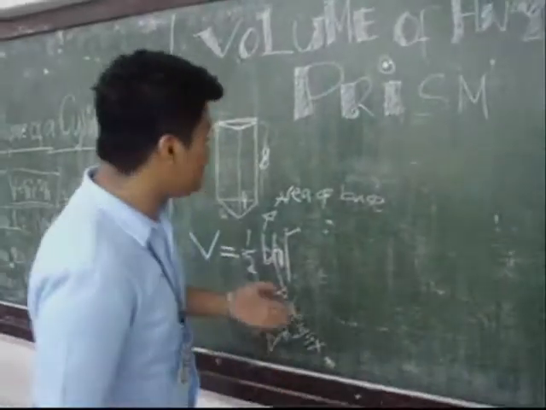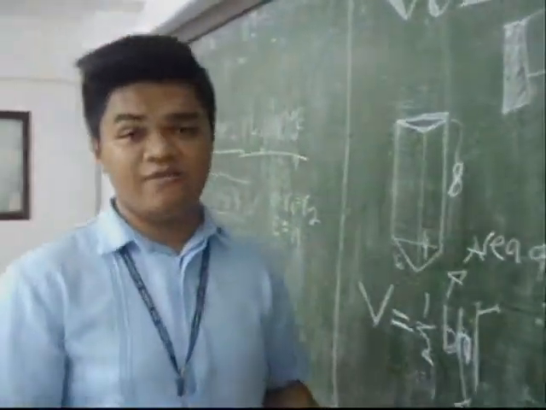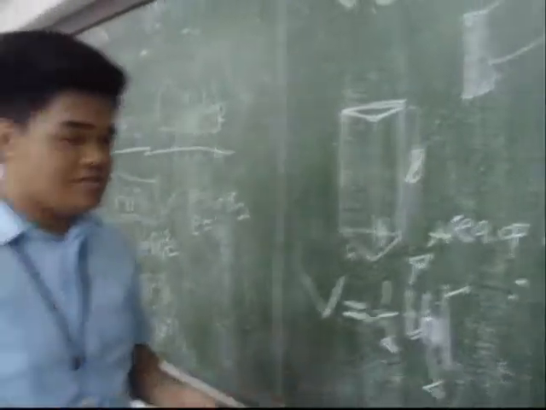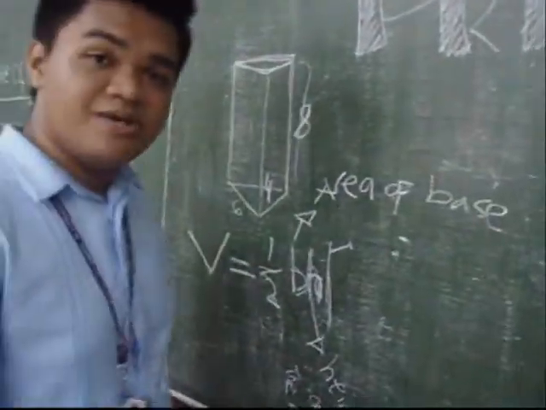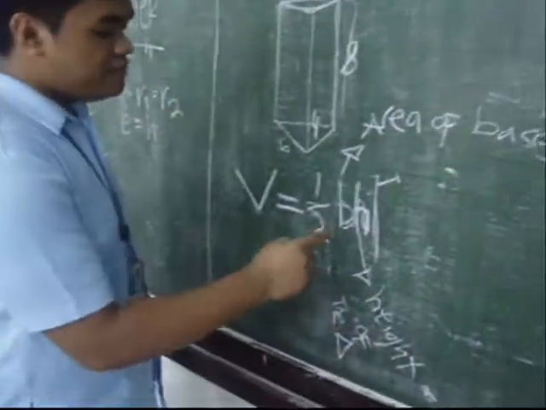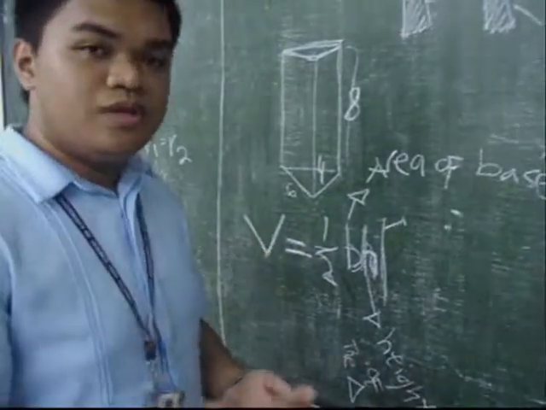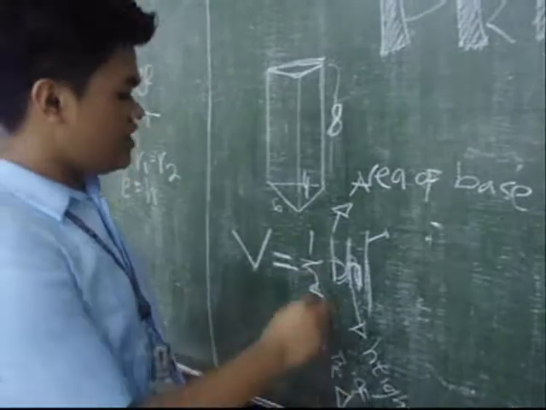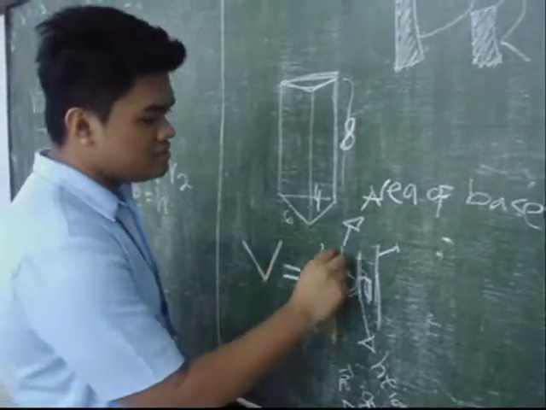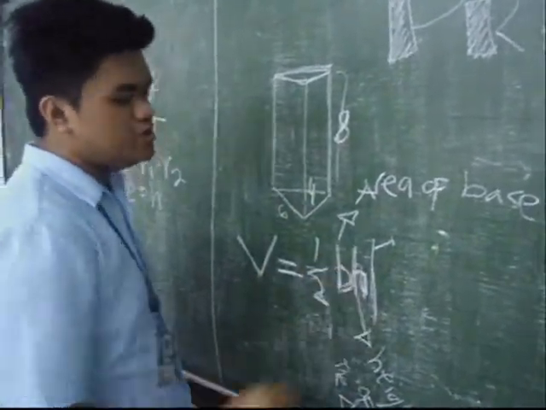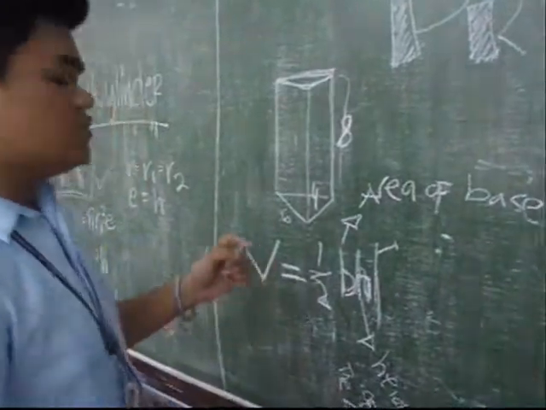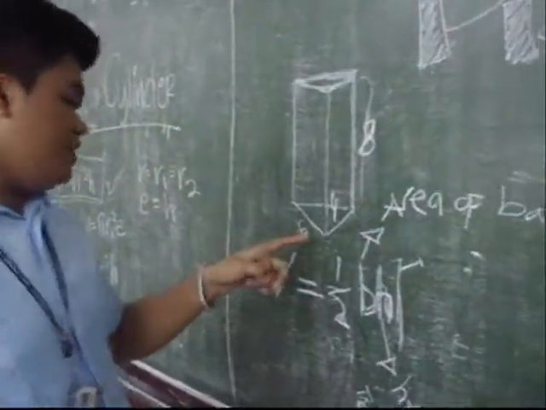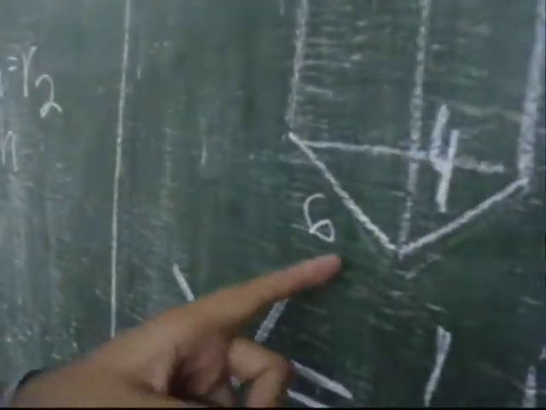We have an example here on how to get the volume of a triangular prism. So first, we are going to compute the area of the base. This one here. Given that the base of the triangle is 6, the height of the triangle is 4, and the length of the prism is 8.